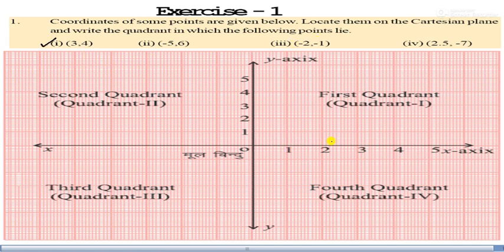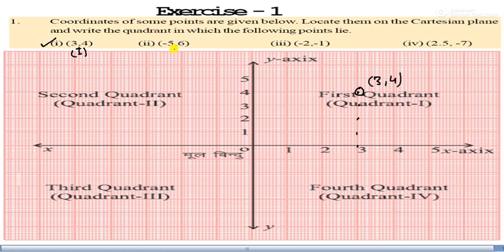So you can write here 3 and now 4. That is 1, 2, 3, and 4. So you can mark the point here, and you can write 3 and 4. And that is the first quadrant. So you can write here first quadrant.